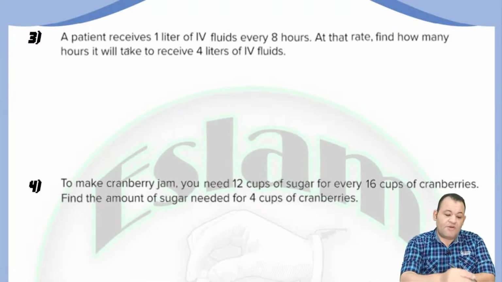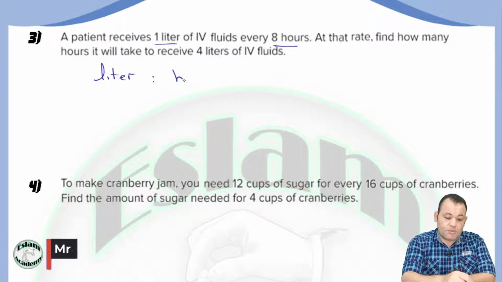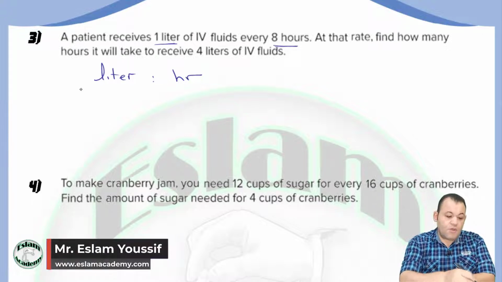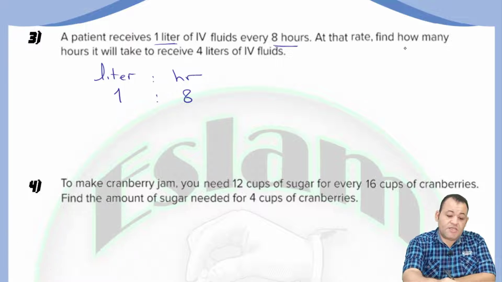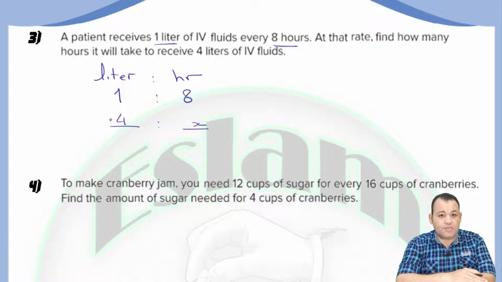In this problem, we have a relation between the number of liters that the patient received and the hours, 8 hours for each liter. So we have a relation between the number of liters and the number of hours. How can we solve the question? For each 1 liter, we need 8 hours. At this rate, we need to find the number of hours the patient needs if we use 4 liters. So for each 1 liter, we need 8 hours. If we have 4 liters, how many hours are needed?